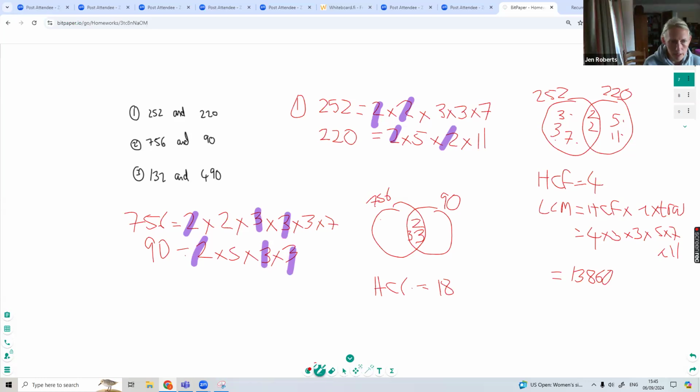Let's put all the extra bits in: 2, 3, 7, 5. So your LCM is your HCF, which is 18, times all the extras, so times 2 times 3 times 7 times 5, which gives you 3,780.